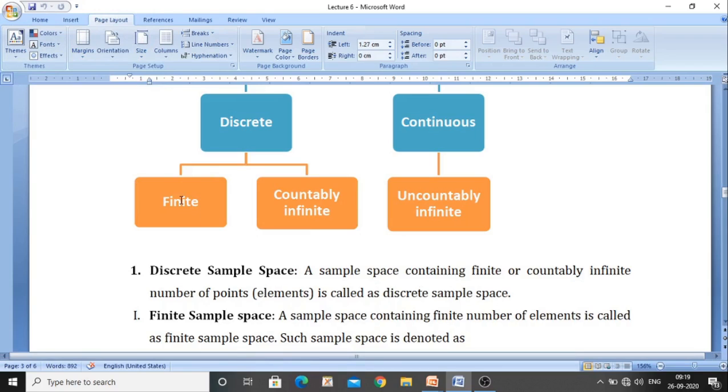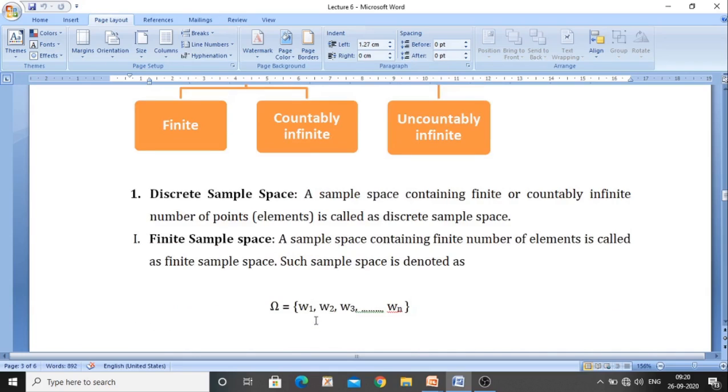Now let us come to the first one, that is finite in the discrete sample space. A sample space containing a finite number of elements is called a finite sample space. That means, as the name suggests, that is the definition. Now in the discrete sample space, what happens? The sample points are finite or countably infinite. That means they belong to the set of whole numbers, that is 0, 1, 2, 3, like that. So those values are isolated values, we can count them. So the first one is the finite sample space, so the number of elements is finite.